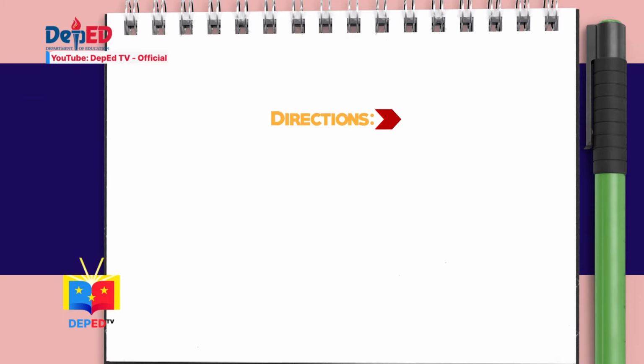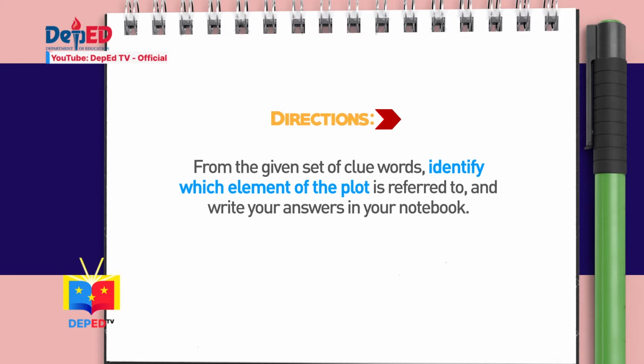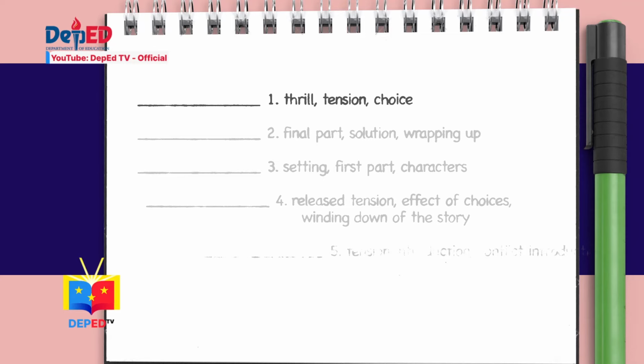Directions. From the given set of clue words, identify which element of the plot is referred to and write your answers in your notebook. Number 1. Thrill, tension, choice.